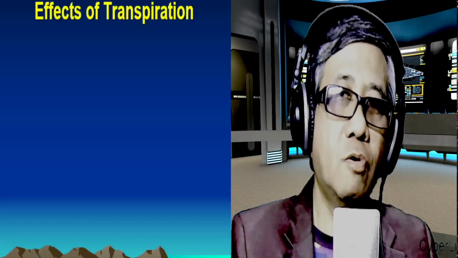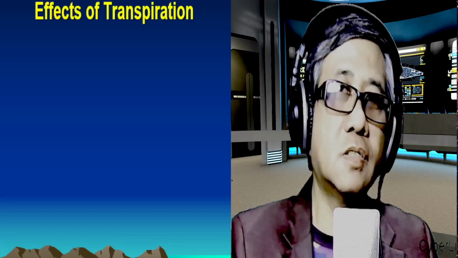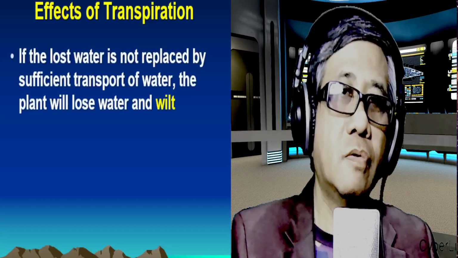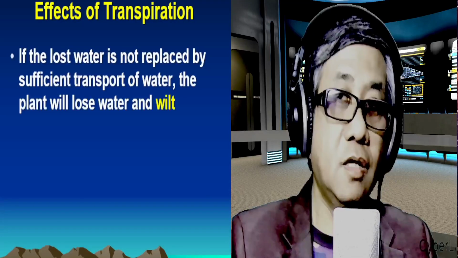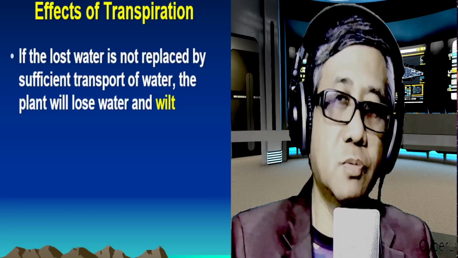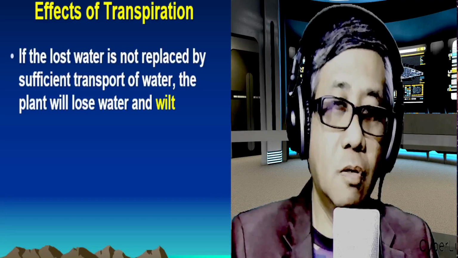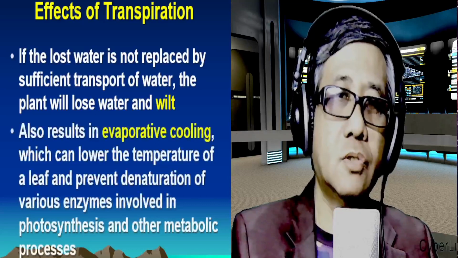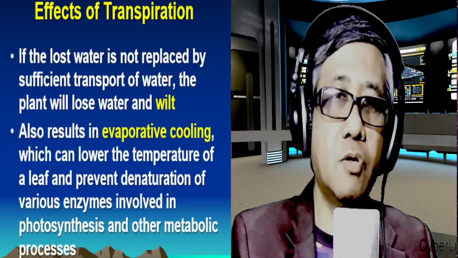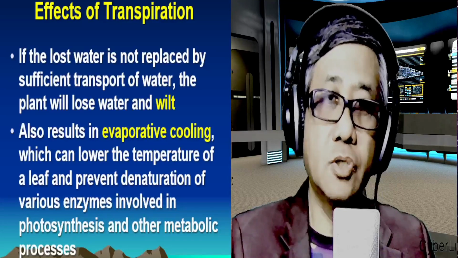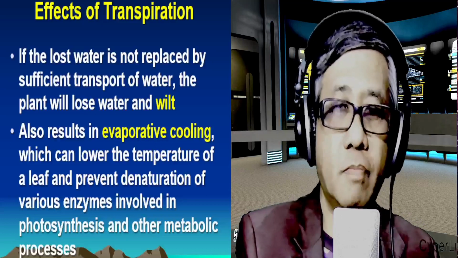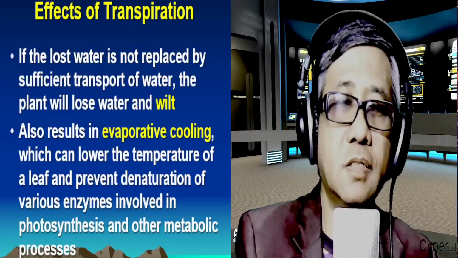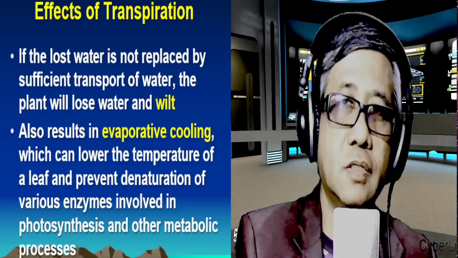Before we continue, let's mention the effects of transpiration. If the water is not replaced by sufficient transport of water, the plant will dehydrate, lose water and wilt. It also results in evaporative cooling, which can lower the temperature of a leaf and prevents denaturation of various enzymes involved in photosynthesis and other processes.